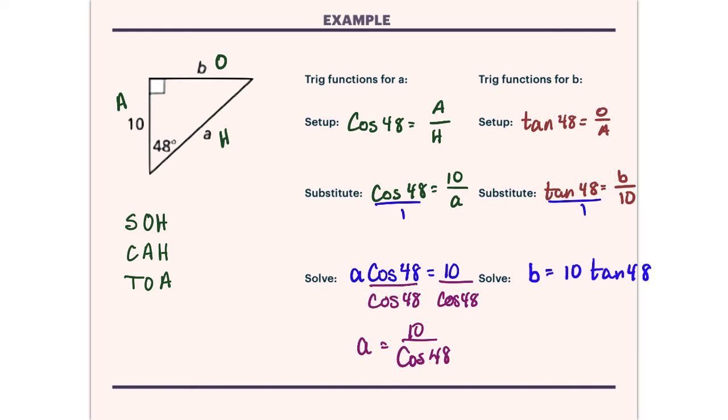And I'm going to take 10 and I'll divide it by 48. Cosine equals, I'm getting about 14.94. And then up here, tangent 48 times 10. I'm getting about 11.11 for that side. And we're done.